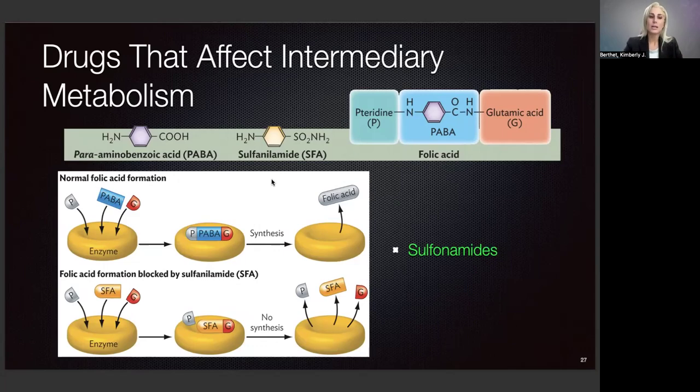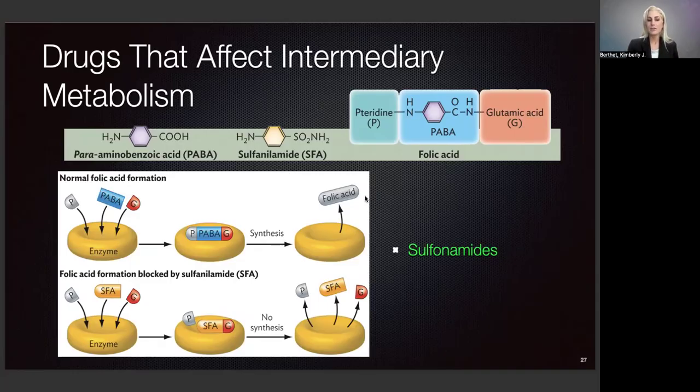So let's go ahead and look at how PABA creates folic acid. So PABA is our para-aminobenzoic acid, and then we have our SFA here. So we're going to see this interaction. In the normal function of PABA, it works with an enzyme and it connects these terminal ends and we make folic acid. So the enzyme brings together these three portions and generates folic acid for a healthy functioning metabolic cell.